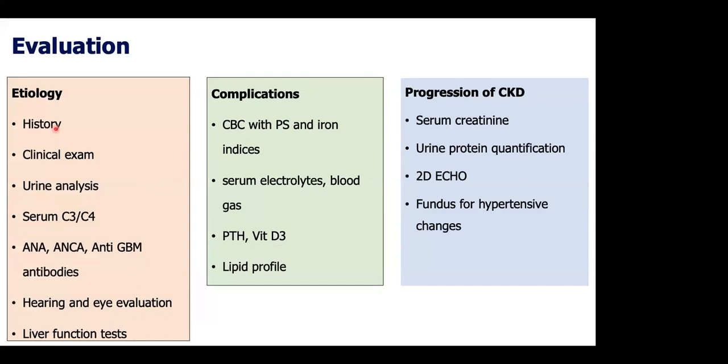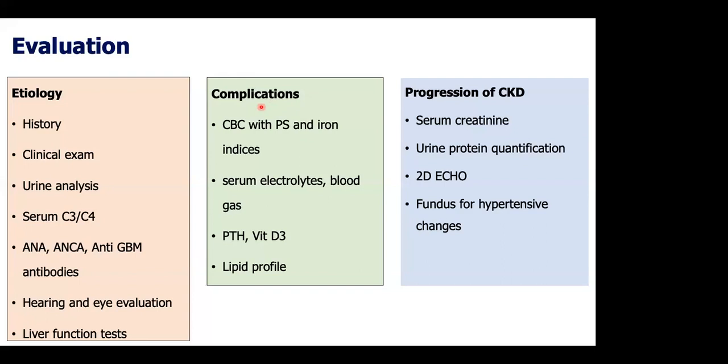So first we will be going through the history, which I'll be telling in the further slides, and clinical examination, what are the clinical signs you have to look into, and urine analysis, serum complement levels, and certain GN markers like ANA, which would also indicate systemic vasculitis, ANCA, anti-GBM, although rare in children, but it would also account for a certain number of cases of RPGN, which would progress to a CKD. Hearing and eye evaluation, which I'll be speaking about in further slides, and liver function test, if you are suspecting some diseases which would cause both kidney as well as liver disease.